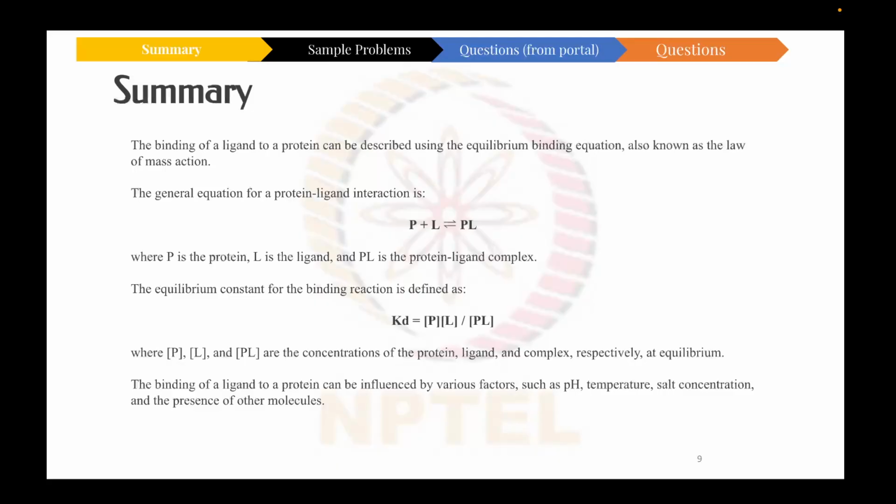The binding of a ligand to a protein can be influenced by various factors such as pH, temperature, salt concentration, and the presence of other molecules. These factors can affect the shape and charge of the protein and ligand, as well as the strength and specificity of their interactions. So understanding the binding affinity of ligands to proteins is important in various fields such as drug discovery, biochemistry, and biophysics. By determining the dissociation constant or binding affinity values and other parameters of protein-ligand interactions, one can design and optimize ligands that bind to specific proteins with high affinity and selectivity, leading to the development of new therapeutic and diagnostic tools.